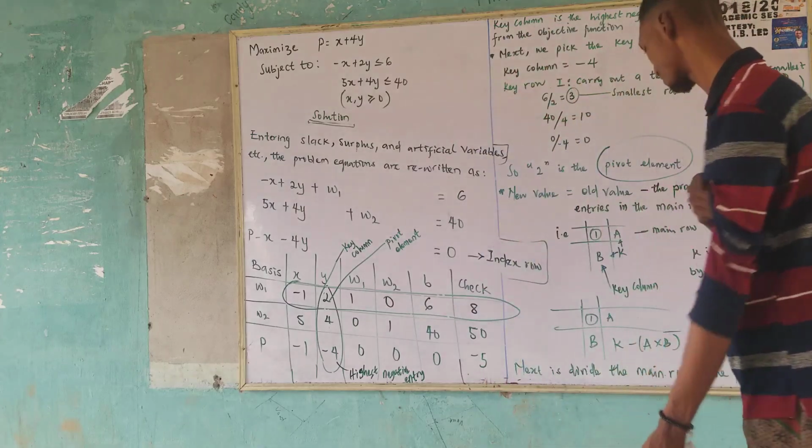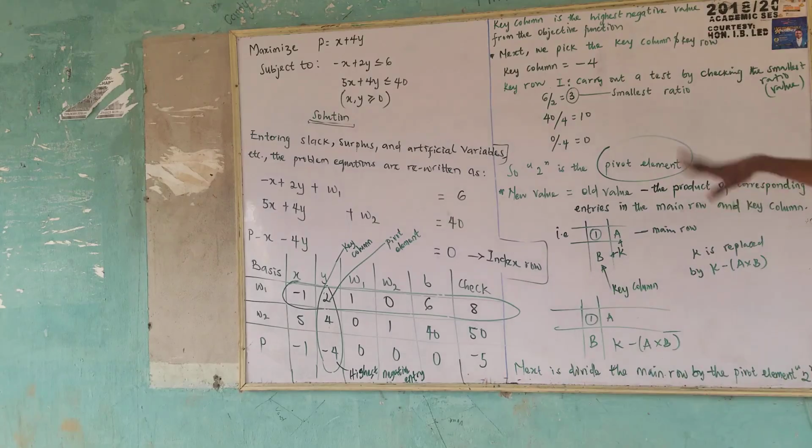So next is now to divide the main row by the pivot element 2, which we're going to do.